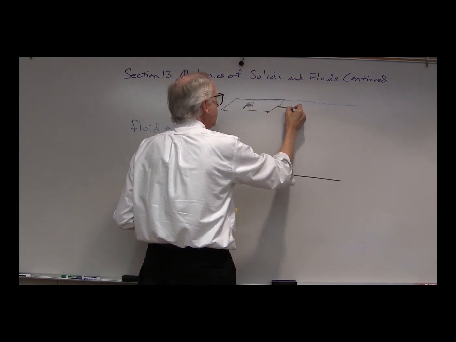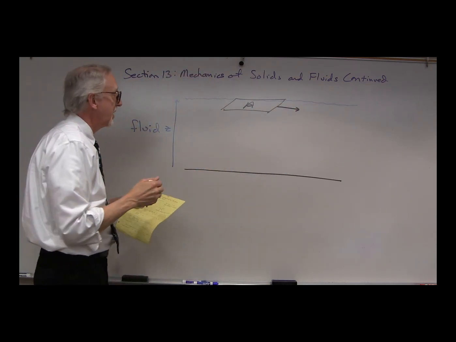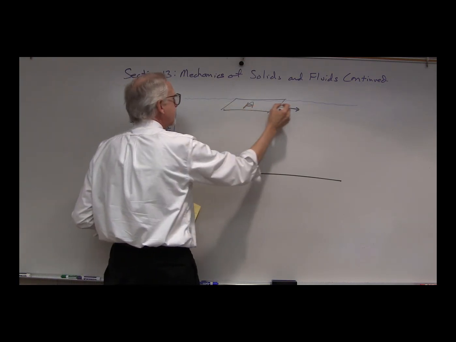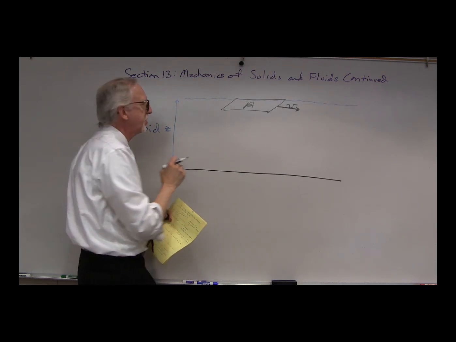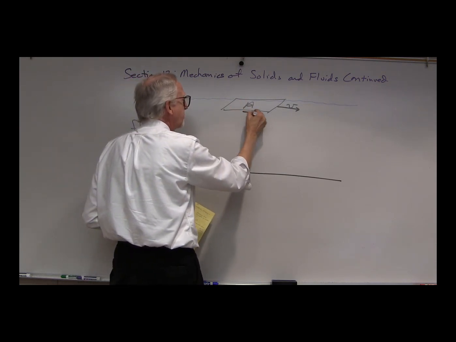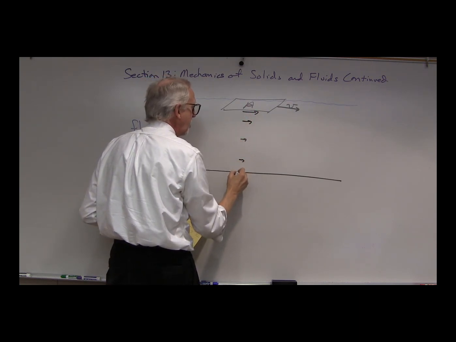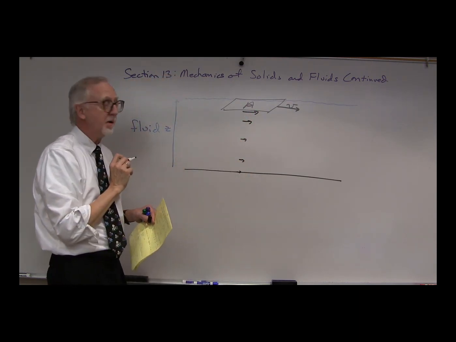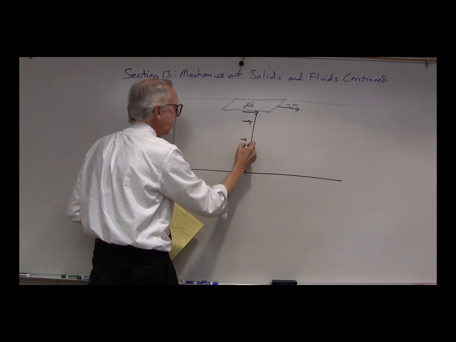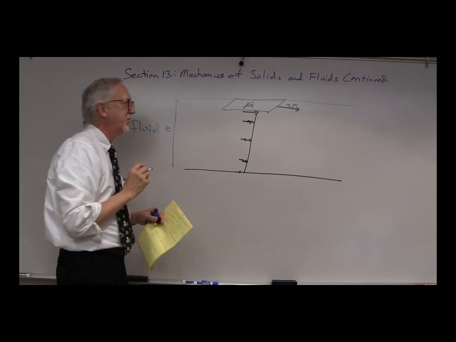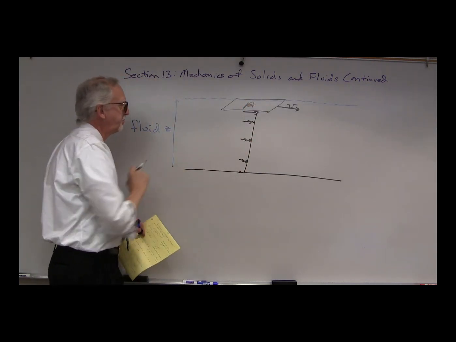Then we move the plate. We start moving the plate at some constant velocity. So we're going to move the plate at some constant velocity v. What's going to happen to the velocity of the fluid? Well, the fluid just below the plate will have to move at v, but then as we get lower and lower into the fluid, we should have a linear drop-off of the velocity from v to 0 at the bottom surface.